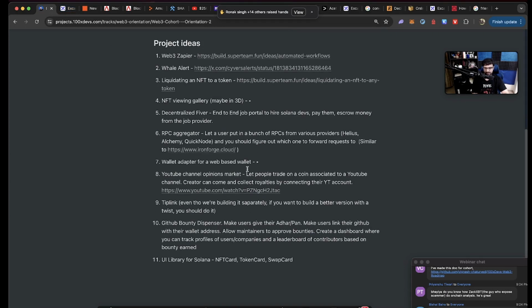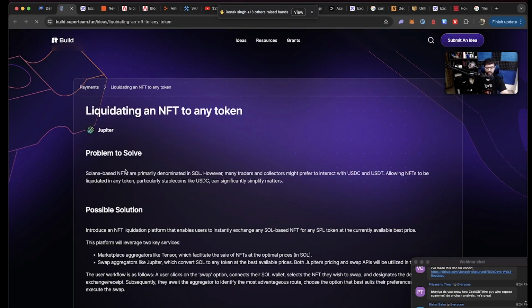Cool. Ideas. Back on track. There are a few questions, but let me first go through the ideas. Let me go through this one. This one is also good, and it's also very simple to build.